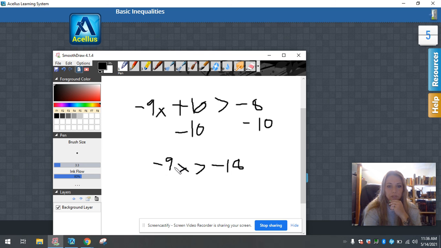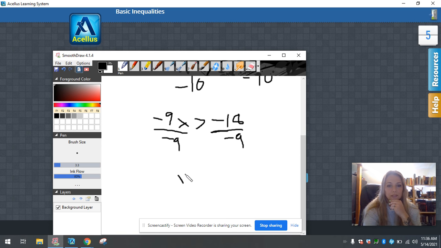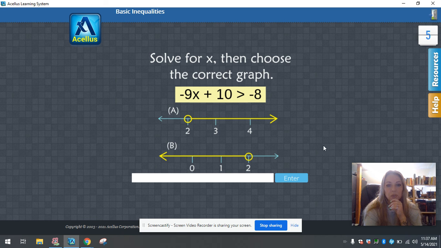Then to undo this multiplication and get the x by itself, we're going to divide by negative 9. And we're left with x is greater than a negative divided by a negative is a positive. 18 divided by 9 would be 2, but we divided by a negative, so we are going to flip the sign, and we get x is less than 2. So B is our graph.